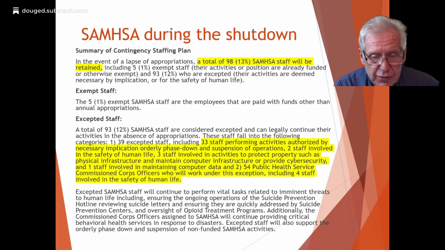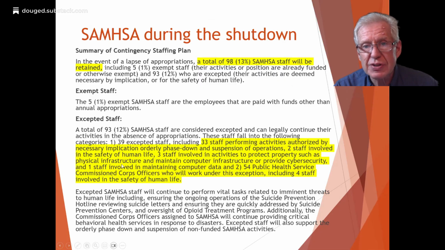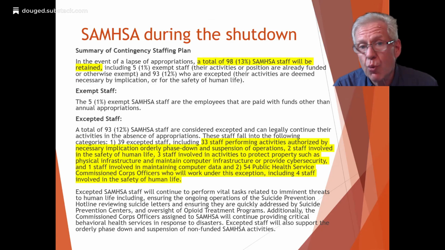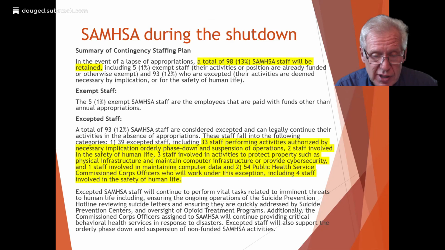That's pretty significant to me, both in the definition of what's an accepted or a discretionary expenditure and what is then a mandatory expenditure. As we look at the 5 who are exempt and the remaining 93 who are accepted, a discretionary choice by the administration, including only 1 person who focuses on HIT.